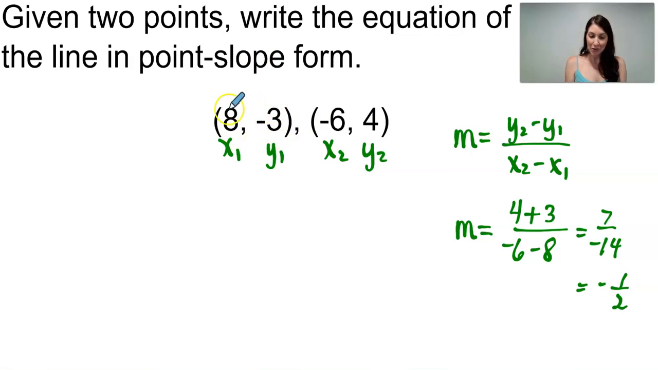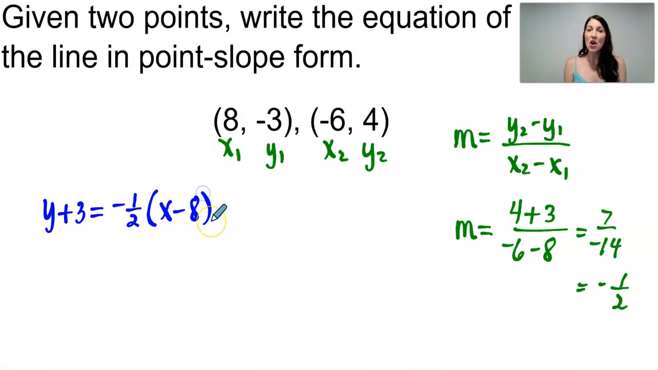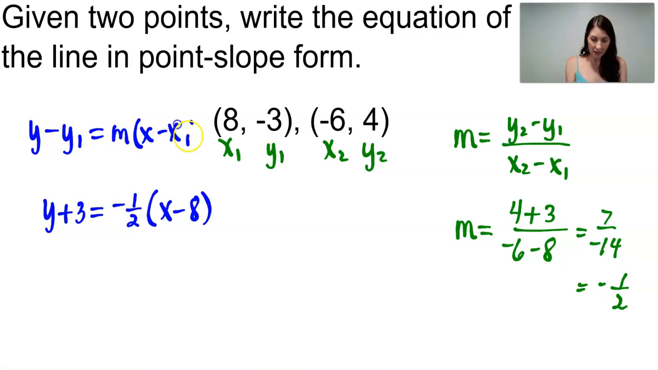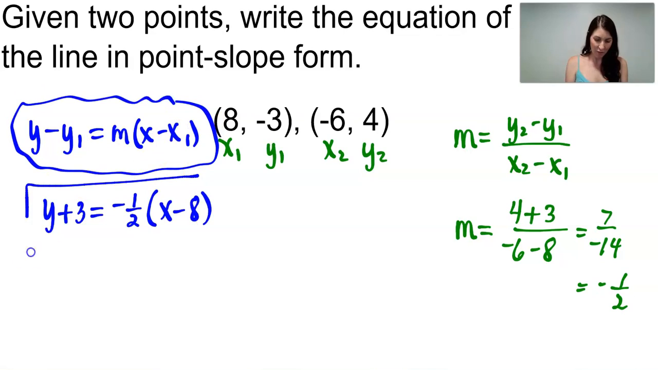Let's go ahead and use the first point to write my equation in point-slope form. y minus y1, minus a -3, changes to +3, equals my slope, -1/2, times x minus x1, which is 8. Once again, I got that from using the formula for point-slope form. And here it is, once again, for your reference. And that would be the answer.